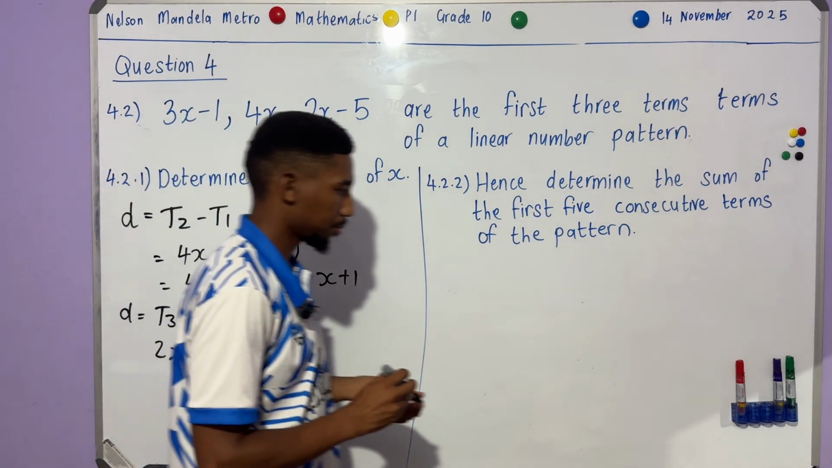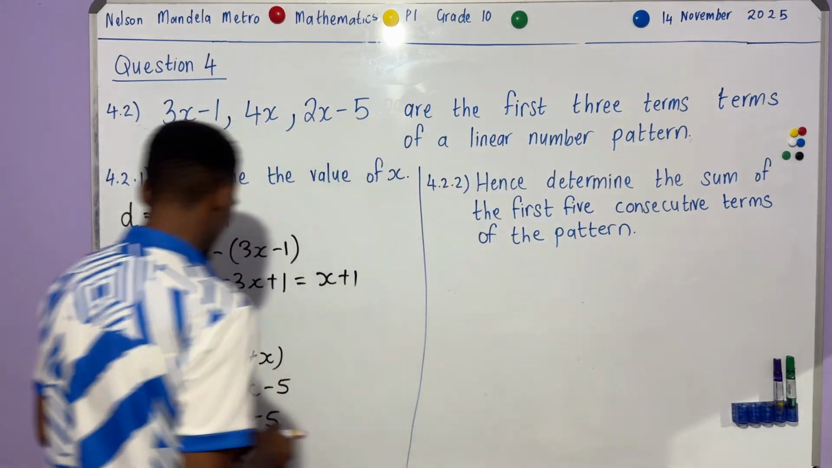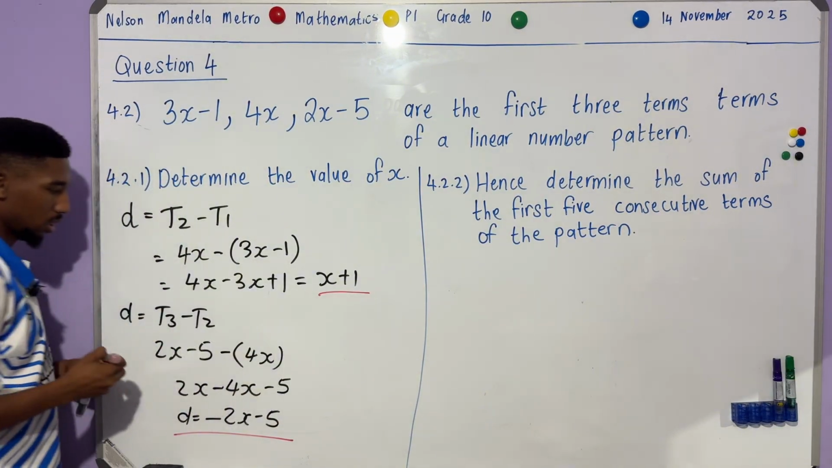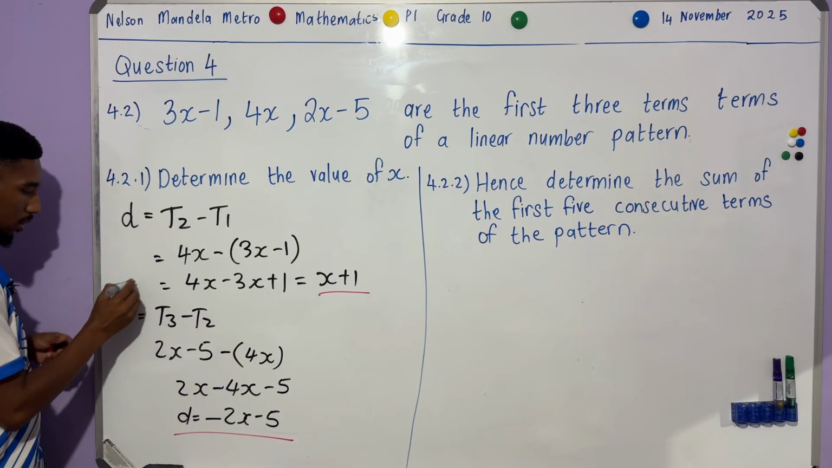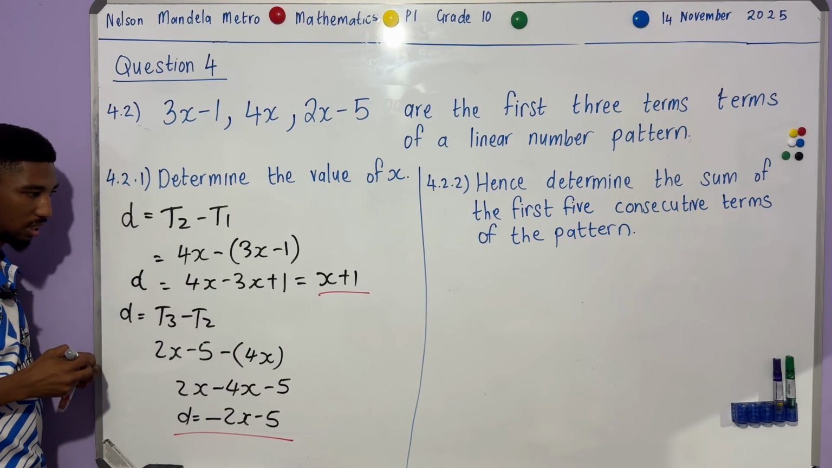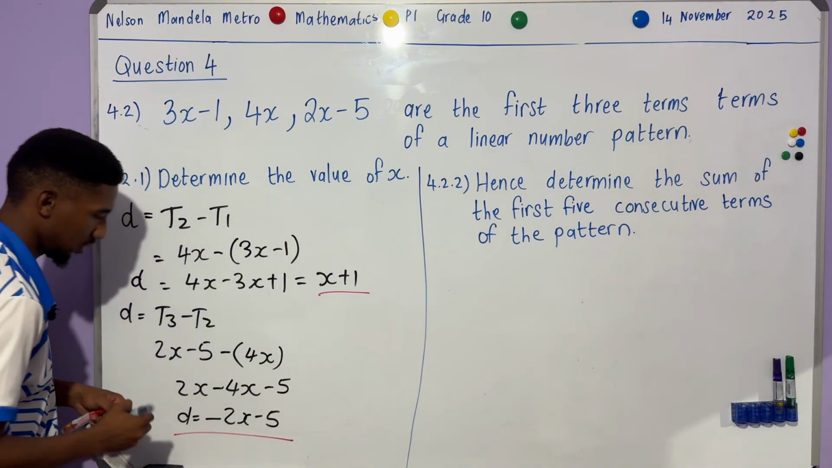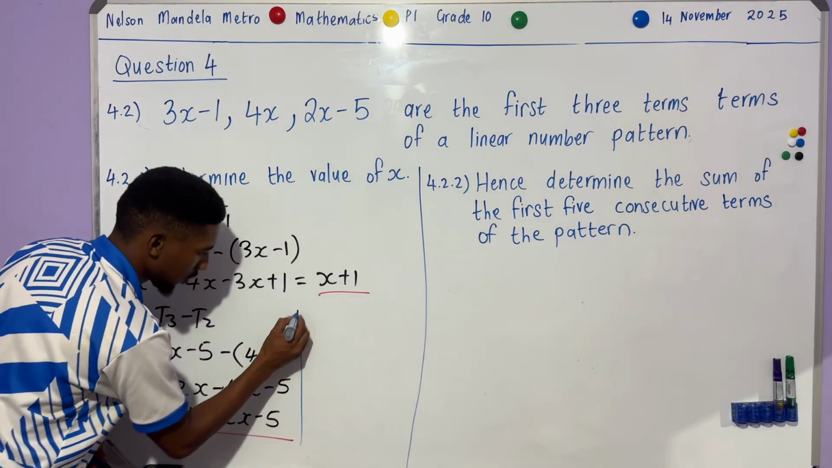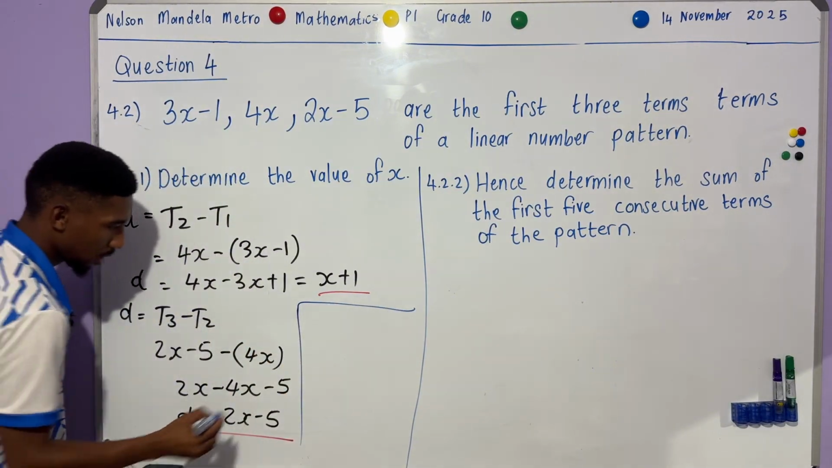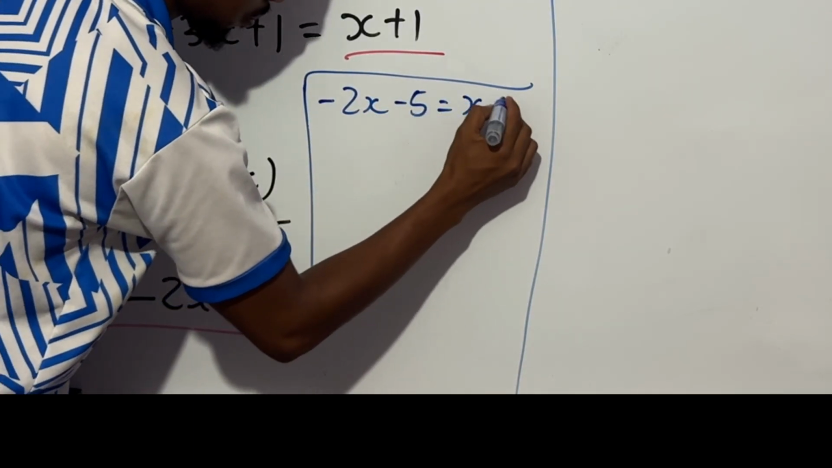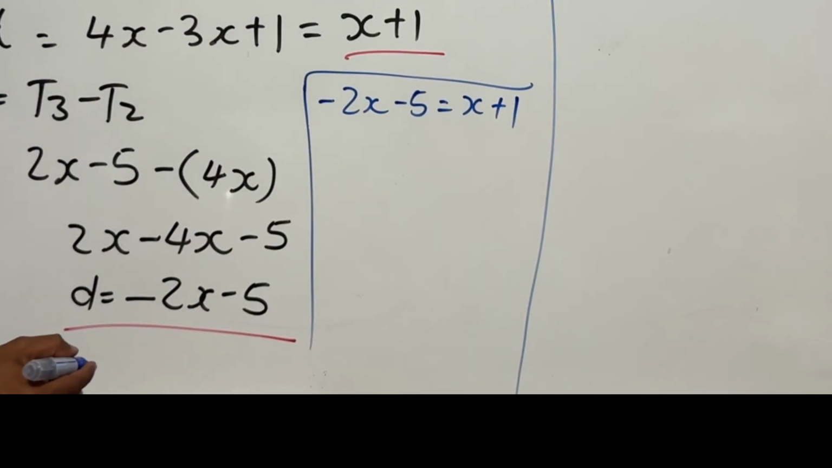Now, it's important to note that this difference is equal to this difference over here, right? It's the same difference, it's the same number pattern. Okay, so I'll just do it over here in blue so you don't get confused, running out of a bit of space there. So then I have minus 2x minus 5 is equal to x plus 1, and I can solve for that there.